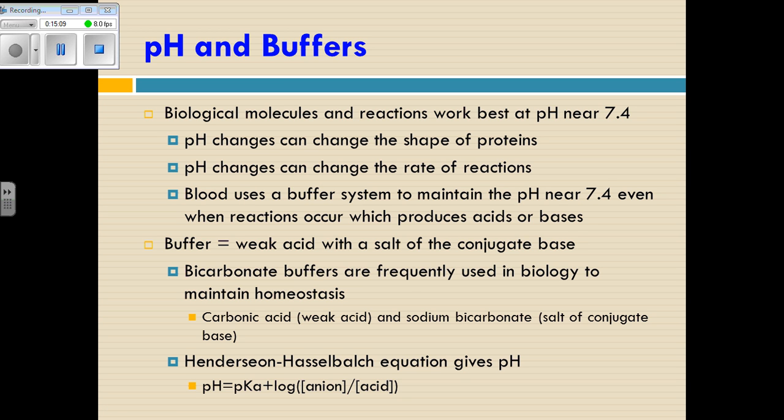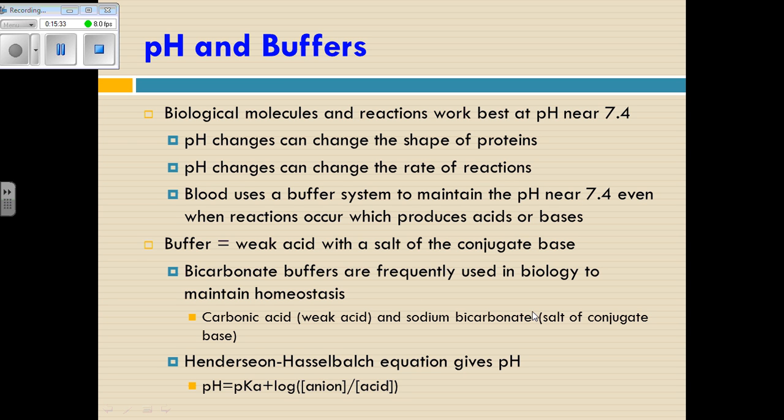And what happens is if you add an acid, the acid is going to react with the sodium bicarbonate, and that's going to kind of pull up those free hydrogen ions so that they can't bond to the water. And if you add a base, the base is going to sort of react with the carbonic acid to make more sodium bicarbonate. So either way, it can balance out what's going on.